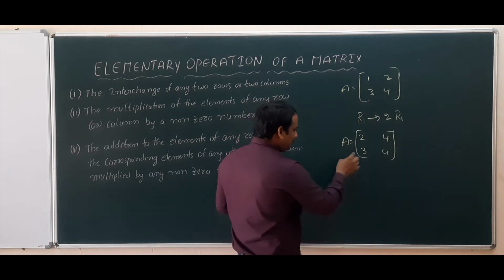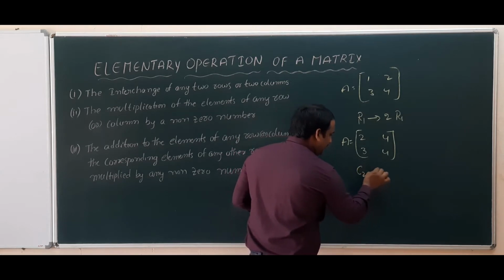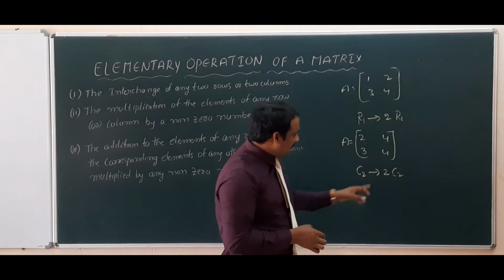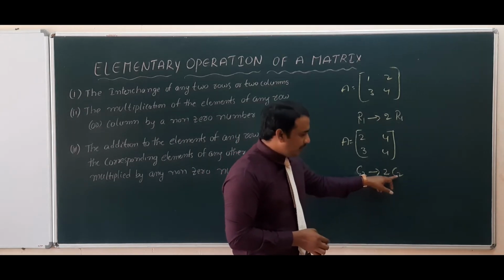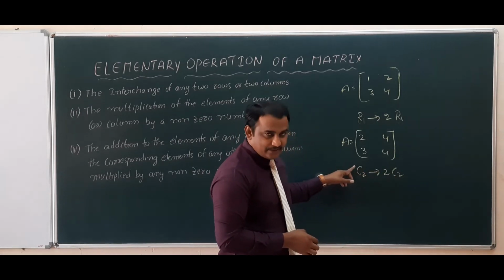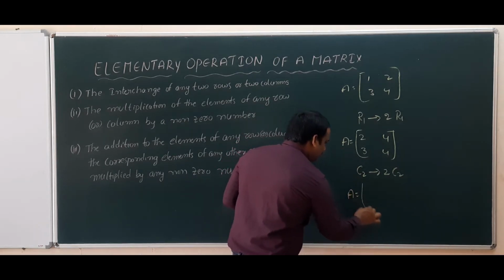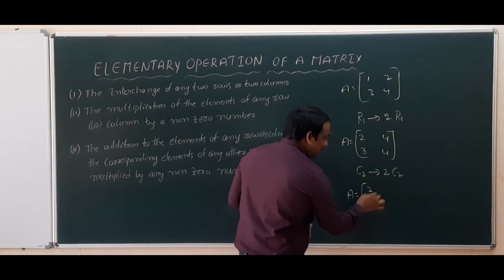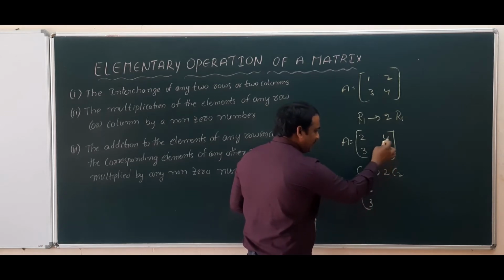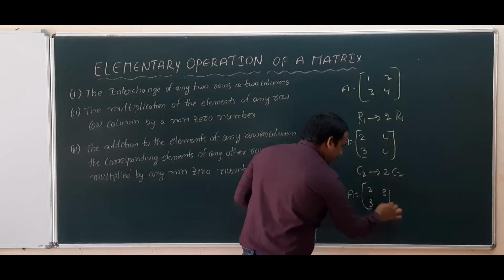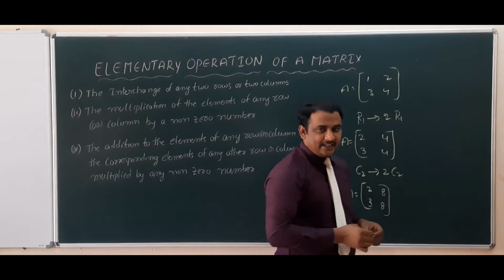Now we'll see one more example. C2 implies 2 into C2. That means you multiply column 2 by 2 and write it again in the place of C2. Now A equals, with 2 multiplied into column 2: 2 times 4 is 8, and here 2 times 4 is 8. That is the second condition.